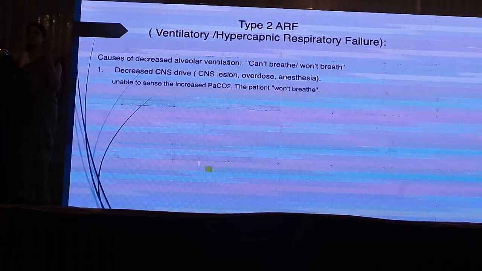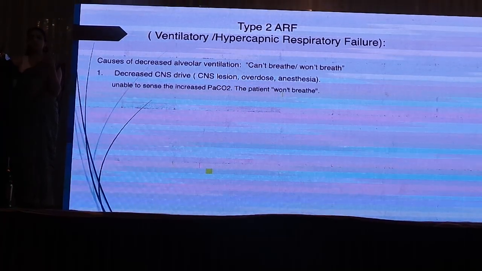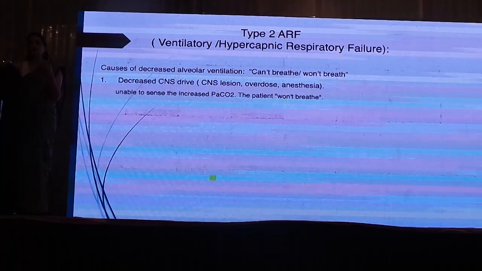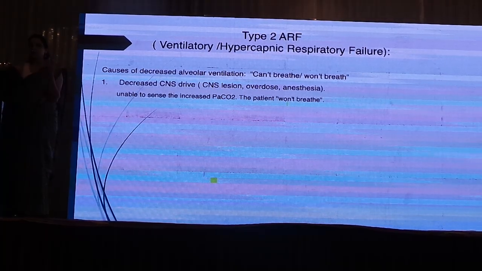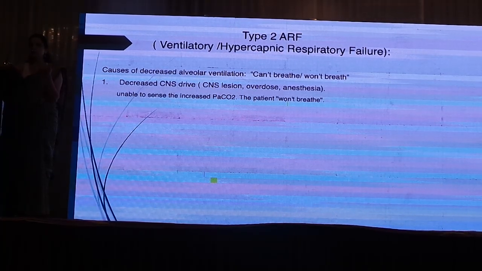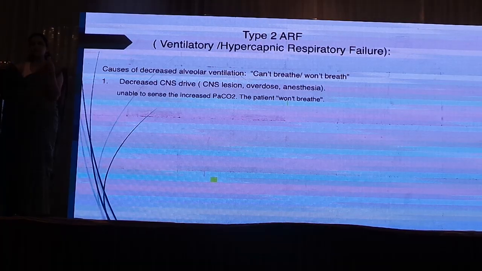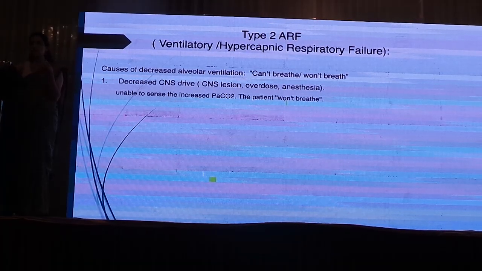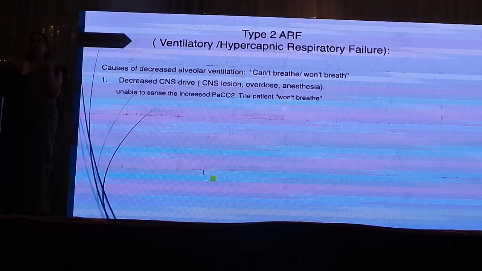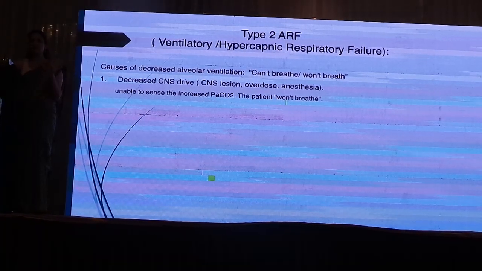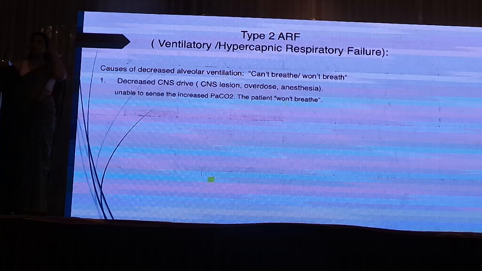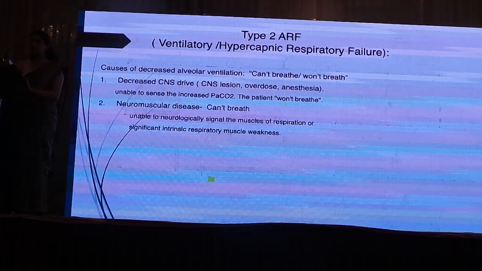So what happens? It happens in case of CNS lesions, tumors, certain drug overdoses, post anesthesia, where the brain is unable to sense the increased PaCO2 and the patient won't breathe. So won't breathe means that everything is alright within the lungs but the patient still won't breathe because the brain is not giving the signal.